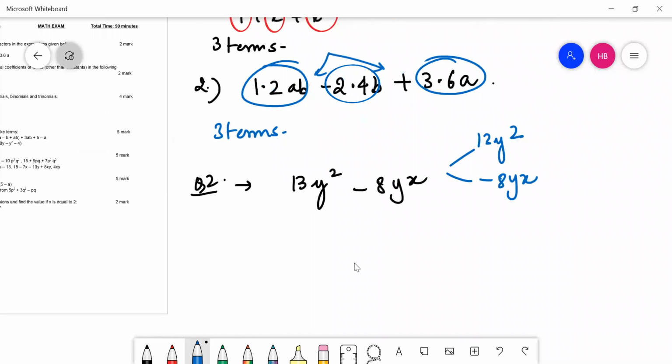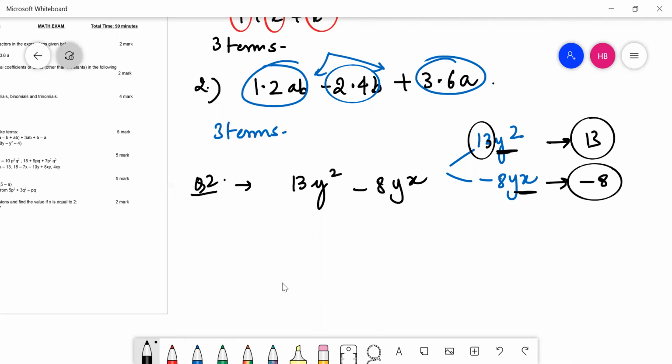What is the coefficient of the variables? What is the variable part here? Variable part here is y square and yx. So what is the coefficient of y square? What is that constant part which is getting multiplied to y square? It is 13, and here it is minus 8. So the coefficient of y square is 13 and coefficient of yx is minus 8. That should be your answer.